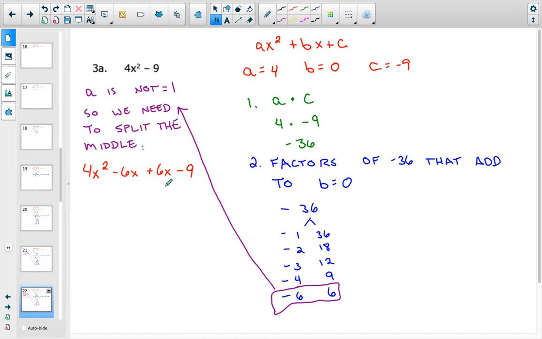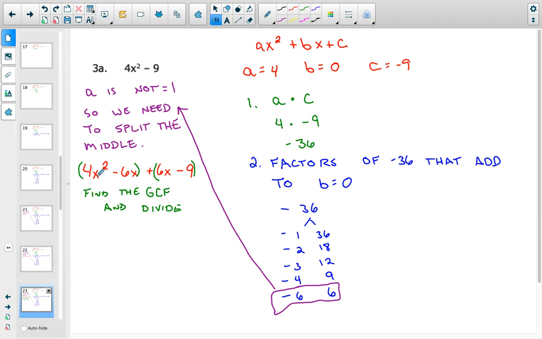So here I have 4x squared minus 6x plus 6x minus 9. What I'm going to do now is split that into two parts and find the GCF. So here I have 4x squared minus 6x. I'm going to look for a GCF here, and then I'm going to look for a different GCF here, 6x minus 9. The first half looks like my GCF is going to be 2 because I can divide 4 and 6 both by 2 evenly. And then x squared and x, I can divide that by 1x.